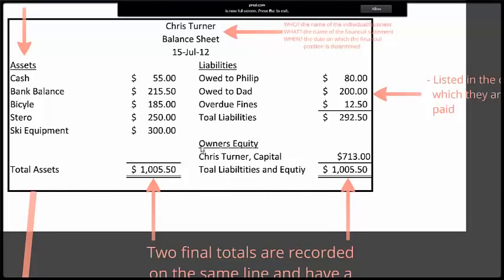Then once you've figured out your totals, you're going to move on to the owner's equity section. Now you're going to have the heading owner's equity, and underneath you're going to write whoever the business owner or the individual or the company is, comma, capital. And then you will use the accounting equation, assets minus liabilities, to give you your owner's equity, which is this number right here, this 713.